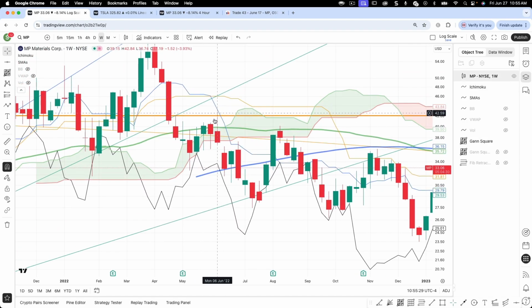Couldn't break the conversion line. So rejected at the conversion line, rejected at the orange GANN angle, and rejected here at the 50-week moving average. So there's some confluence that things aren't looking quite well. You might want to take some off the table.